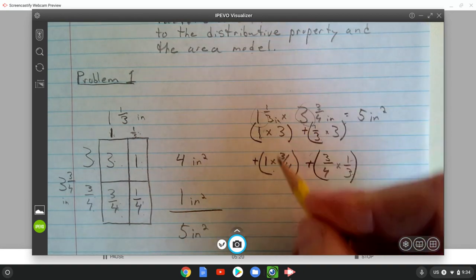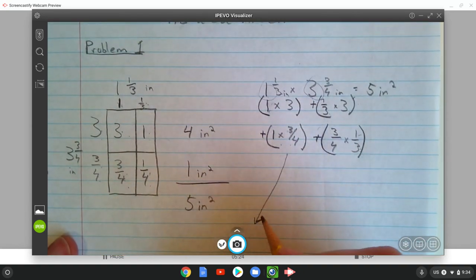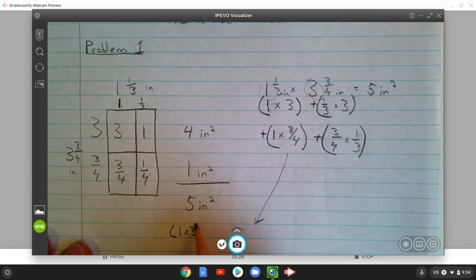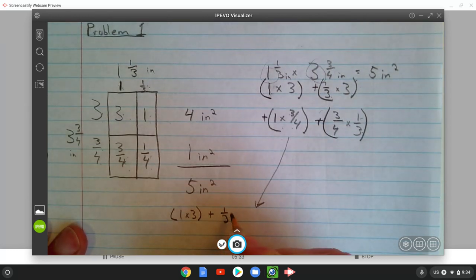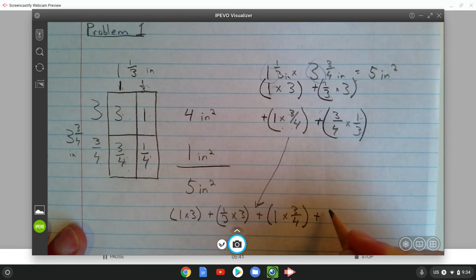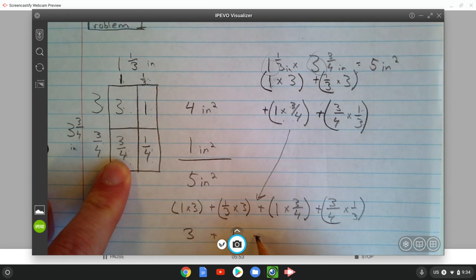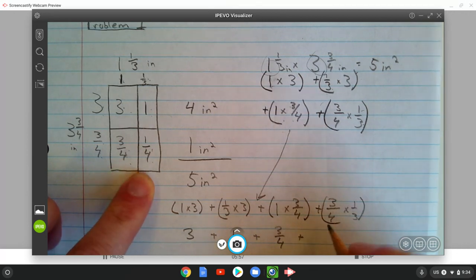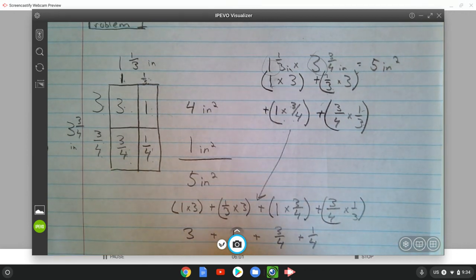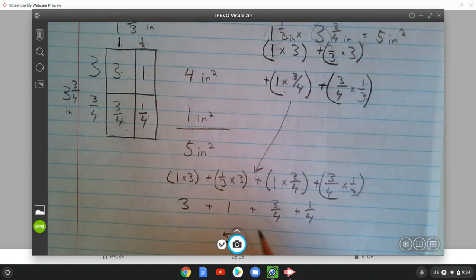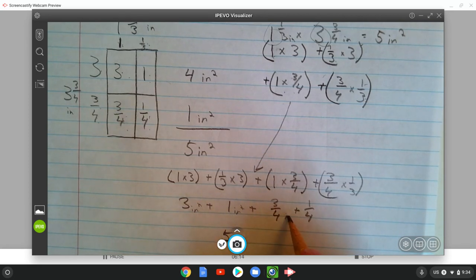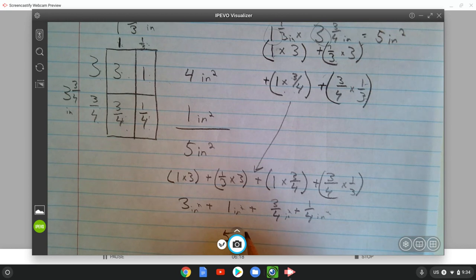3/12 is 1/4, right? So each of these, 1/3 times 3 plus 1 times 3/4 plus 3/4 times 1/3. If I take these, what do I get? I get 3 and 1 and 3/4 and 1/4. And what do I get when I add those up? 5. I sort of lost track of the inches part, but if I keep in mind that these would be square inches, inches squared, inches squared, inches squared, then this is 5 square inches. All right.